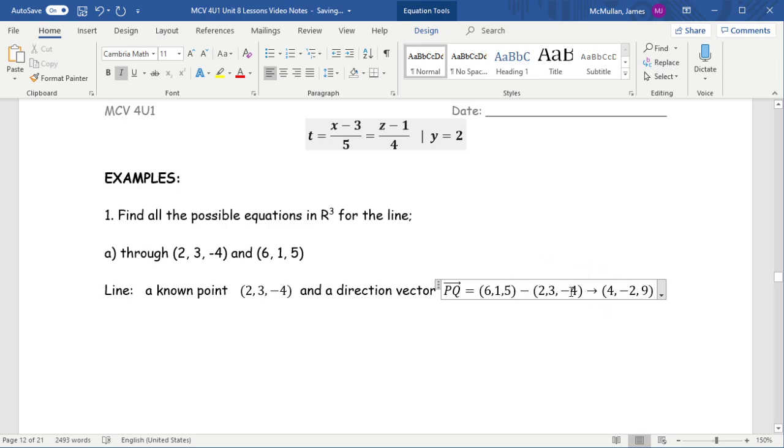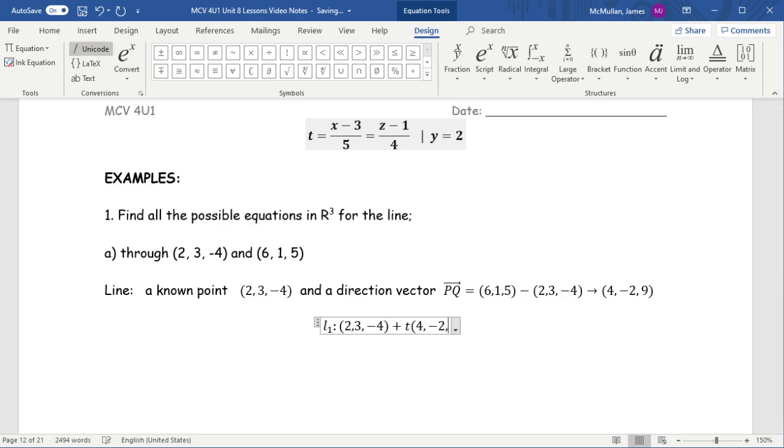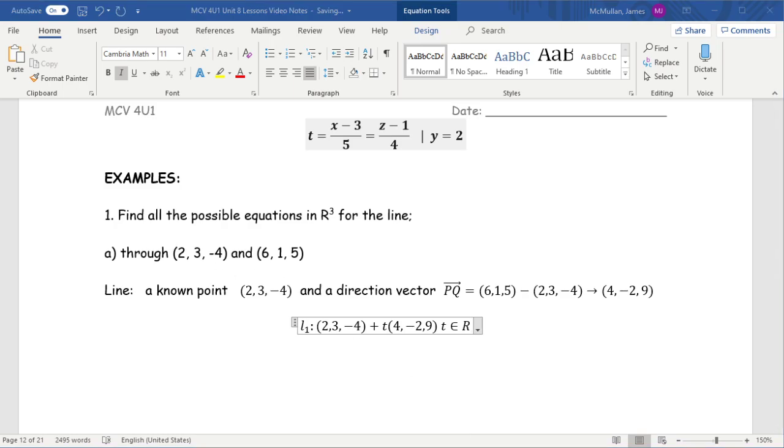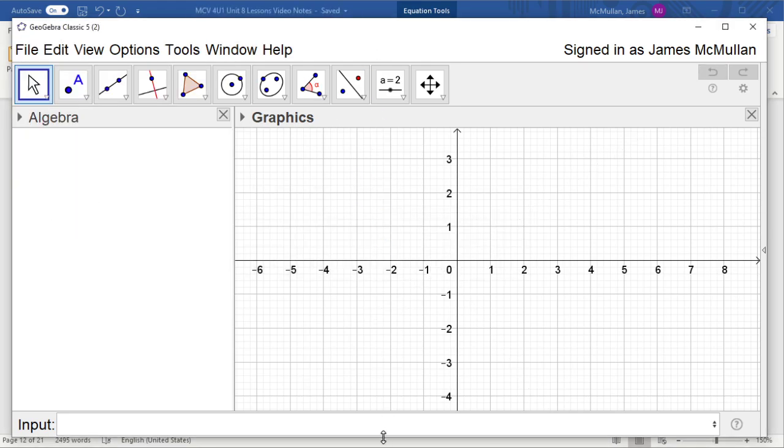Notice, if I had done it the other way around, I would have got the same thing, but just negative. And since we're multiplying this vector by a scalar that can take on many values, it doesn't matter if it's positive or negative. So the first thing we could say here is that the line is equal to (2, 3, -4) plus t(4, -2, 9), where t is some real number, right? And again, unless I've made some error, I guess I could quickly check to make sure I did not make an error, but unless you make some error doing that, that's all you're ever going to have to do for this.